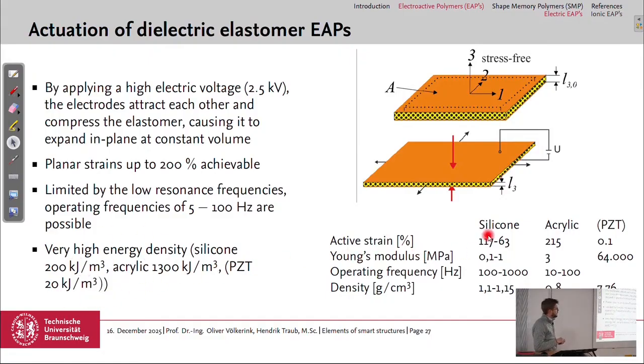And if we compare it again to our lead zirconate titanate, then we have high active strains: piezoceramic 0.1%, and here up to 250%, depending on the elastomer. But Young's modulus is not 64,000 megapascals or 64 gigapascals, but only 3 megapascals, or 0.1 to 1 megapascals. But also the density is around 1, so really a light material.